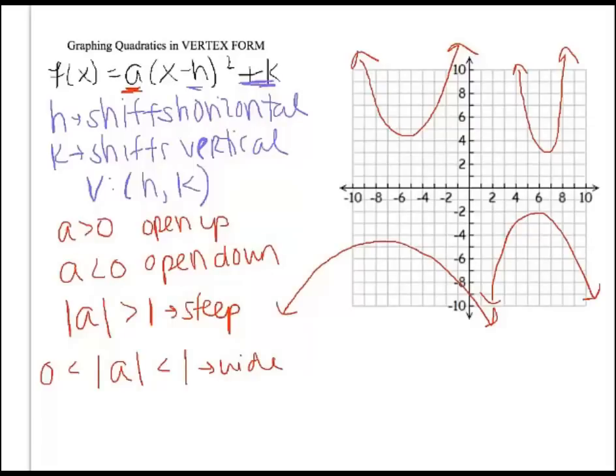So when you look at an equation in vertex form, you're looking for the vertex, which you'll see right away, h and k, and then you're looking at the a value telling you what kind of shape that parabola is going to be in. So let's take a look at an example.